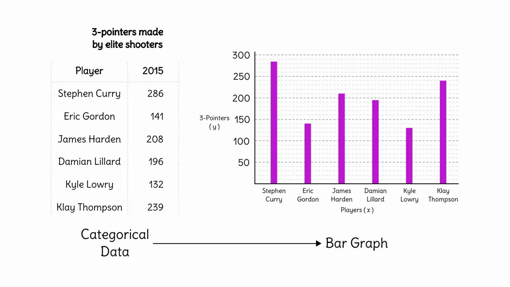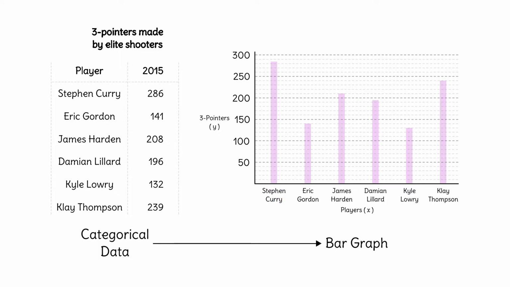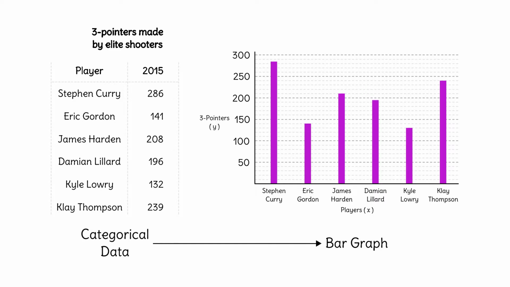That's a bar graph. Now it's easy to answer questions about the data. Who's the best? Steph Curry. Who made the fewest three-pointers in this list? Kyle Lowry. Who made more three-pointers, James or Damian? James. Which players made less than 200 three-pointers? Eric, Damian, and Kyle. With a bar graph, it's hard to see exact values, but it's really easy to visualize relationships between different players.